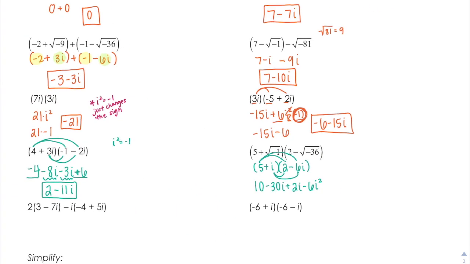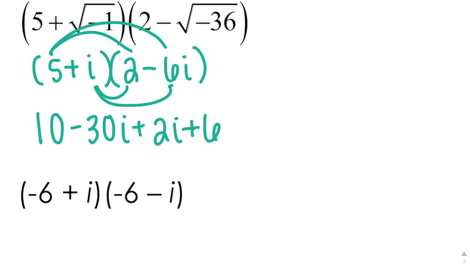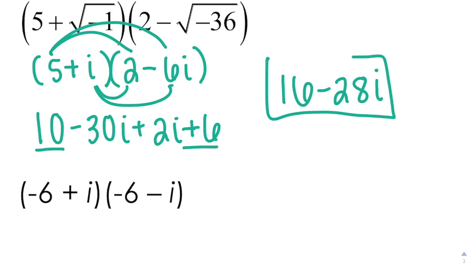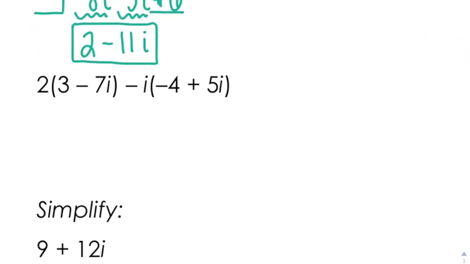Well, on the last problem, when we had negative 6i squared, that changed to a positive 6. Same thing over here. That i squared is going to change your sign. If it was positive, it would become negative. But because this is negative, it's going to become positive. Then what's 10 plus 6? 16. Negative 30i plus 2i becomes negative 28i. And that's it. When we talk about operations, we're just adding, subtracting, multiplying, and we're going to get into dividing down at the bottom in a little bit.